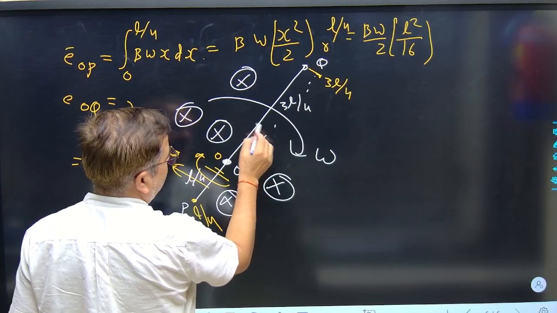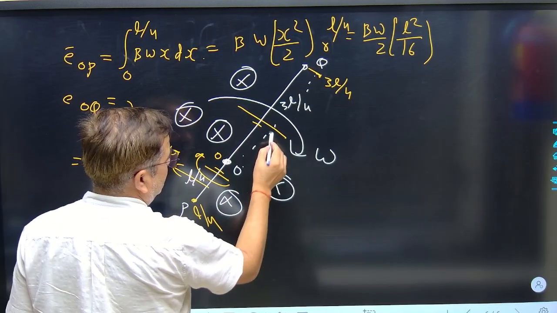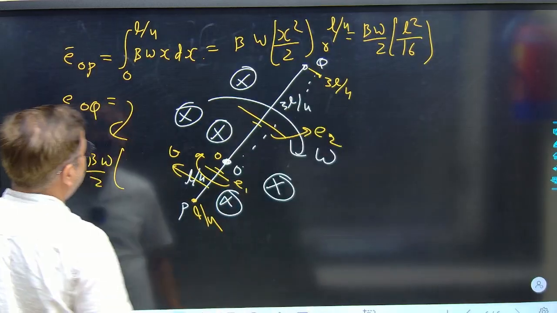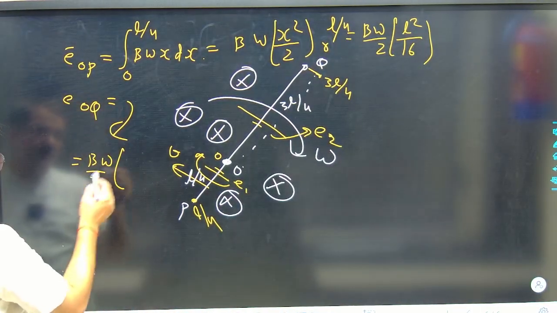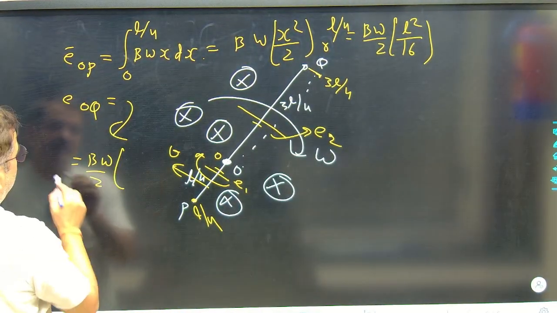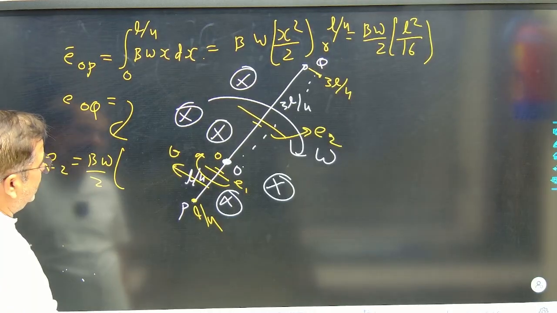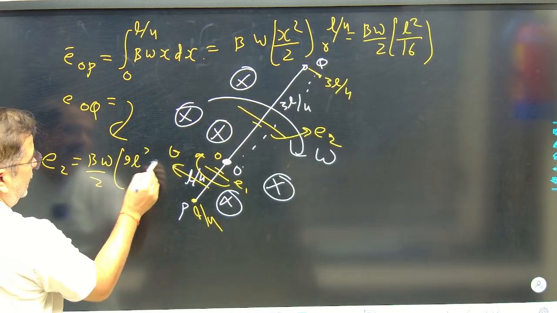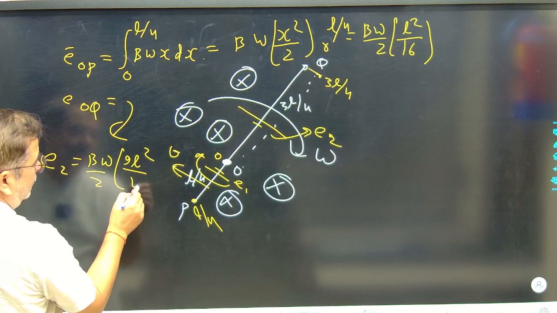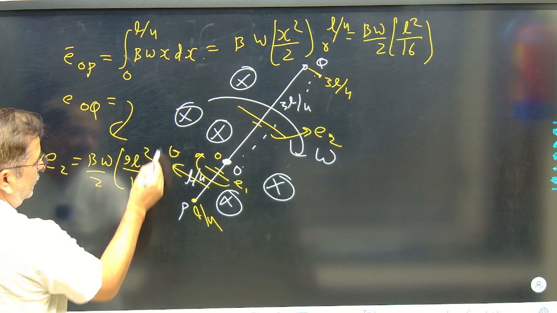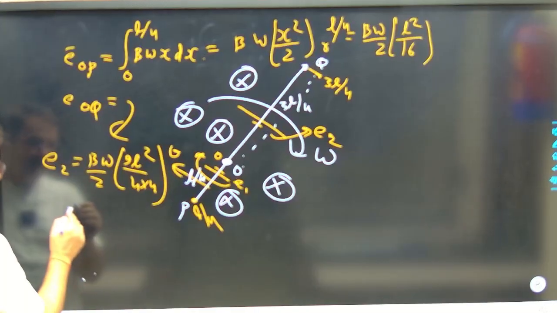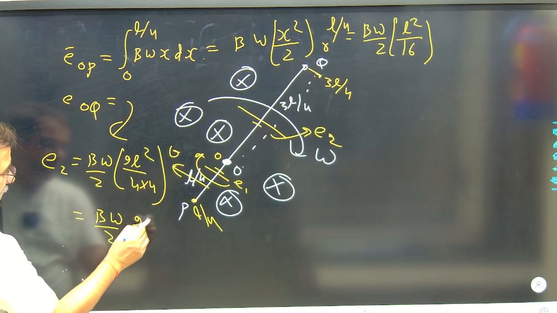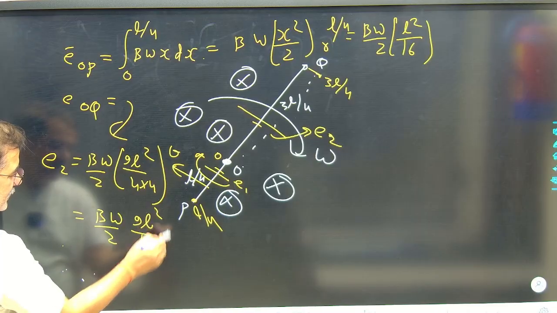Again, V cross B, if I see the EMF, it is like this. It is the second EMF, E2. This EMF was E1, I have got that there. E2, if I have to see, is B omega by 2, 3L by 4 squared, which is 9 L square by 16, 4 into 4. This result we have. So it is B omega by 2 times 9 L square by 16.